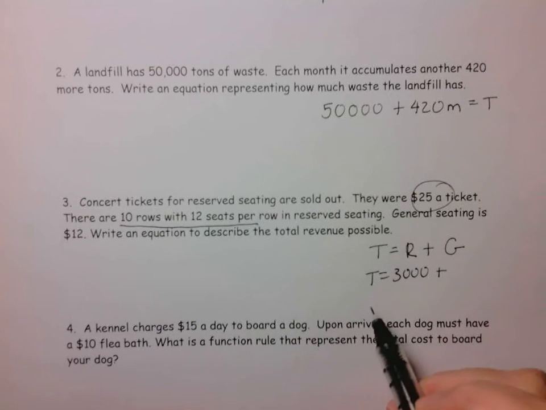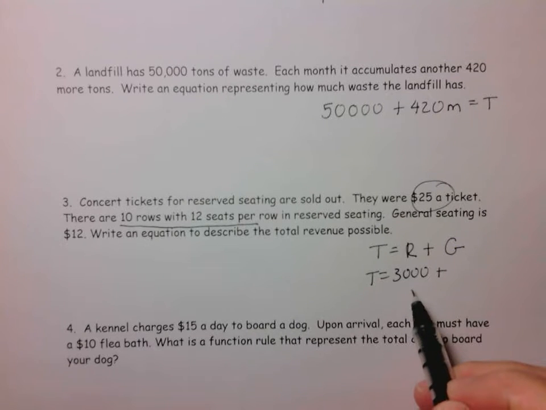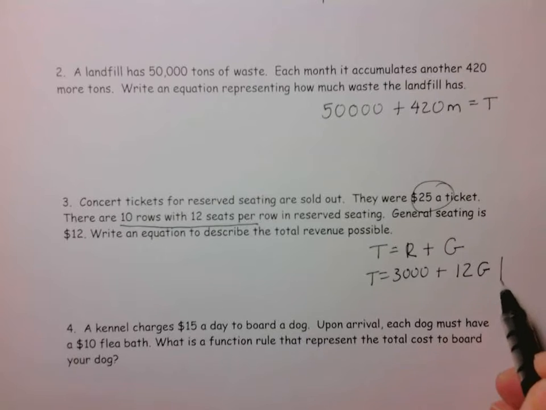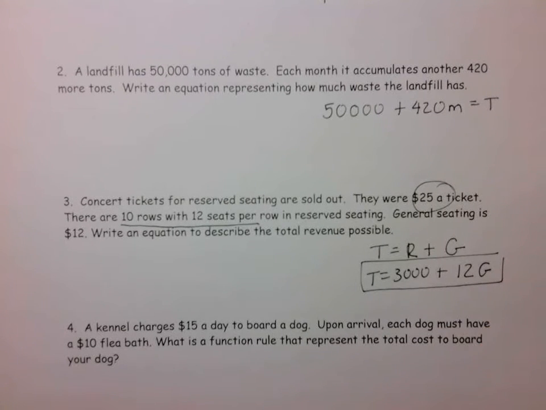So my total revenue is going to equal $3,000 plus $12 for every ticket in general seating that I sell. So my total revenue is going to be dependent upon how many general seating tickets I sell.